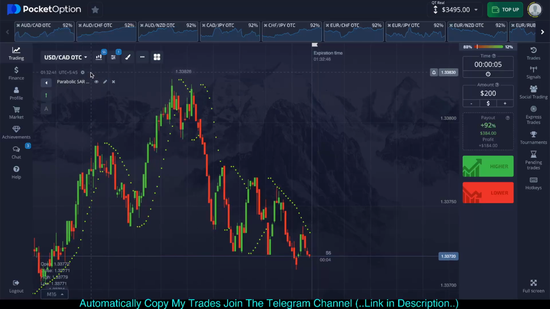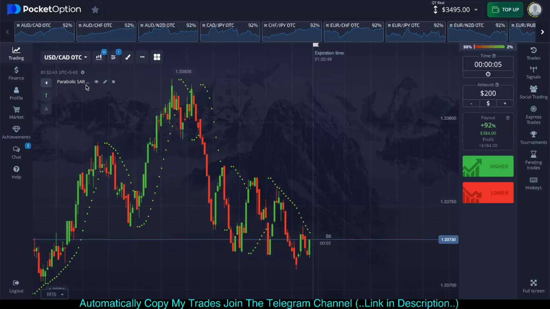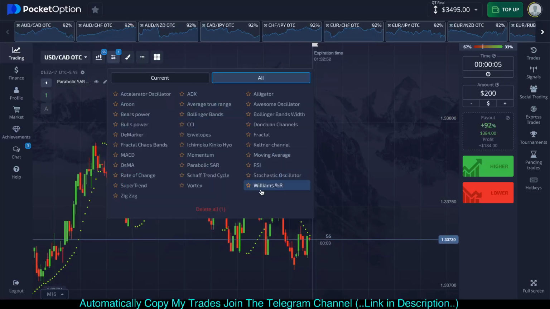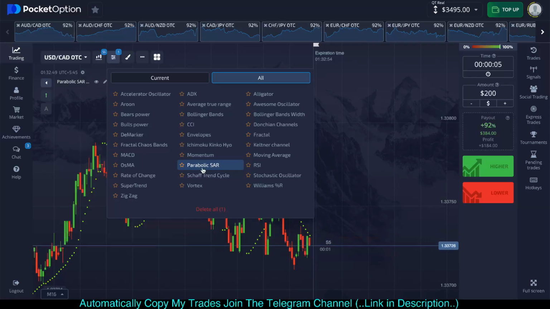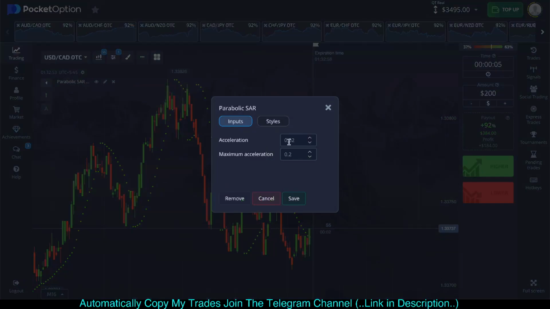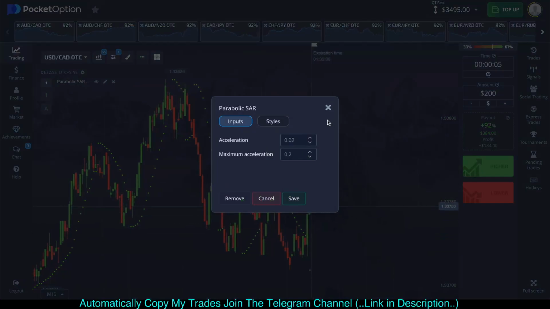Now you need to implement this indicator that is called Parabolic SAR. So just go here and click on Parabolic SAR. Once you click on it, it will be implemented here. You don't need to make any changes to this setting, it's all fine.